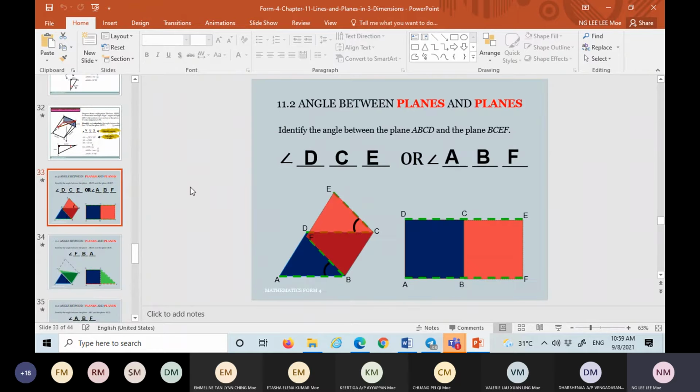Okay, look at this. Imagine you have two pieces of paper. If the question asks you what is the angle in between the two planes, meaning the two pieces of paper, you have to know which angle they are asking. So, angle between planes and planes. Identify the angle between plane ABCD and the plane BCEF.